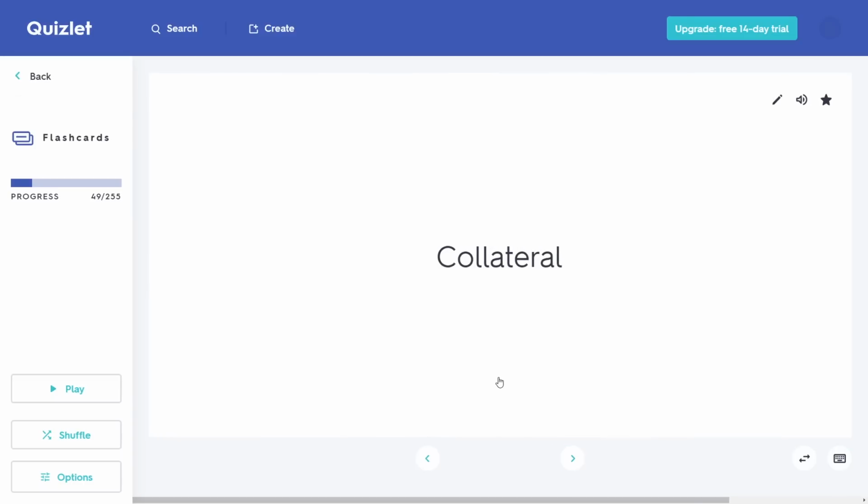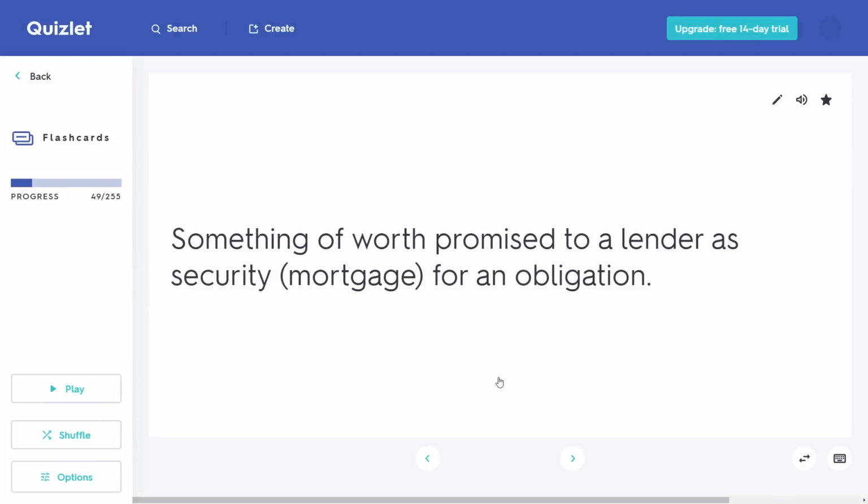Okay, collateral. All right, think that one over. Going to give you guys an opportunity to think about it. Okay, you guys familiar with collateral? Hopefully. It's super important. Collateral is something of worth promised to a lender as security or a mortgage for an obligation. Simple as that. If you're going to buy a house, the collateral would then be the house. If you can't pay that mortgage, then they could take the house because that's the collateral. It's promised to the lender as security.